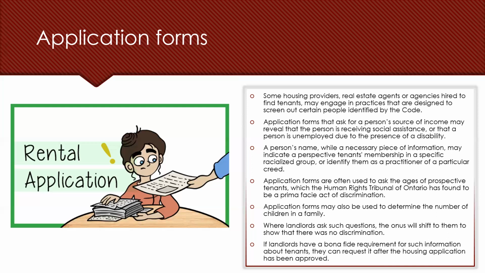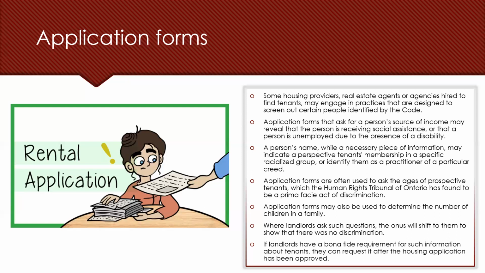Application forms may also be used to determine the number of children in a family. If you are a landlord and you ask for such questions, the onus will shift to you to show that those questions played no factor in your determination. So let me be clear. If you ask the question and somebody brings a human rights complaint against you, you will be required to prove that the information on the application form had nothing to do with it. And this does and can happen.